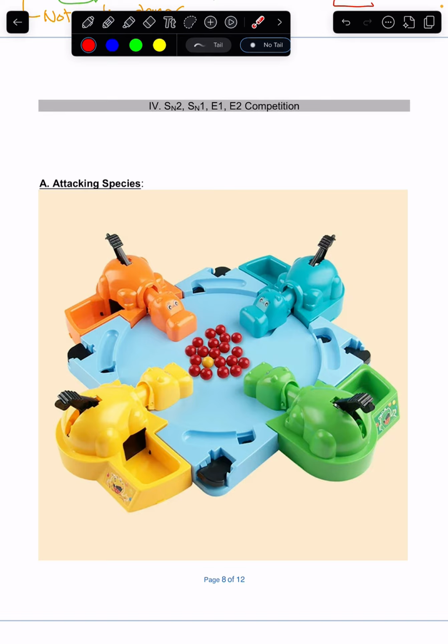It's kind of like this game you might have played. Some of you might actually play this in your dorm, and no judgment there, but where four different reactions are competing for the molecules that might go through their pathway.